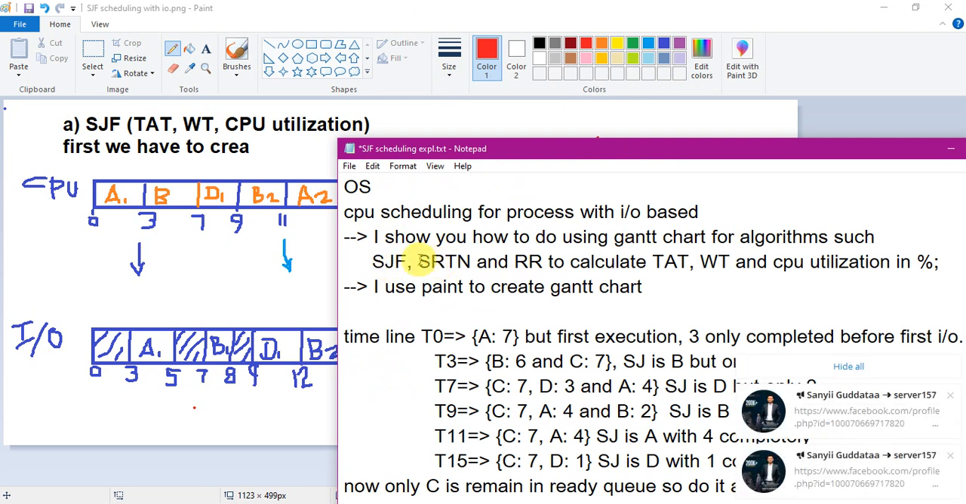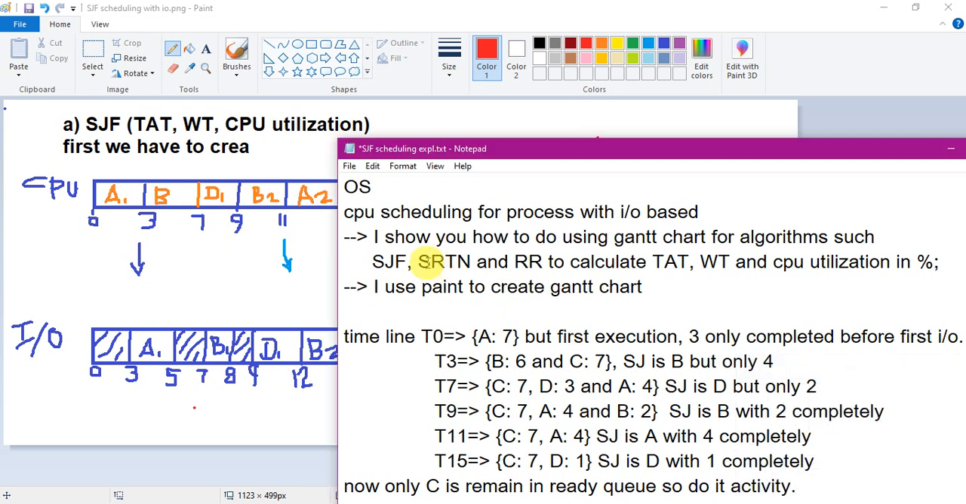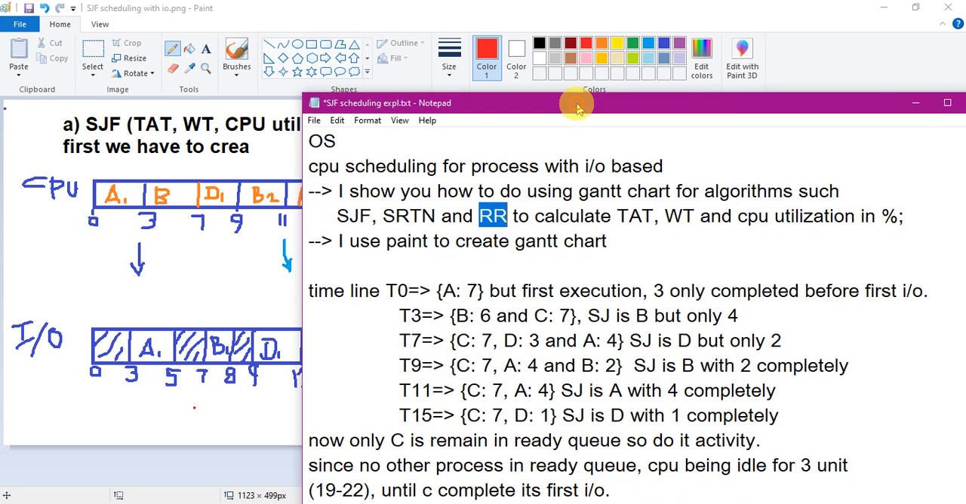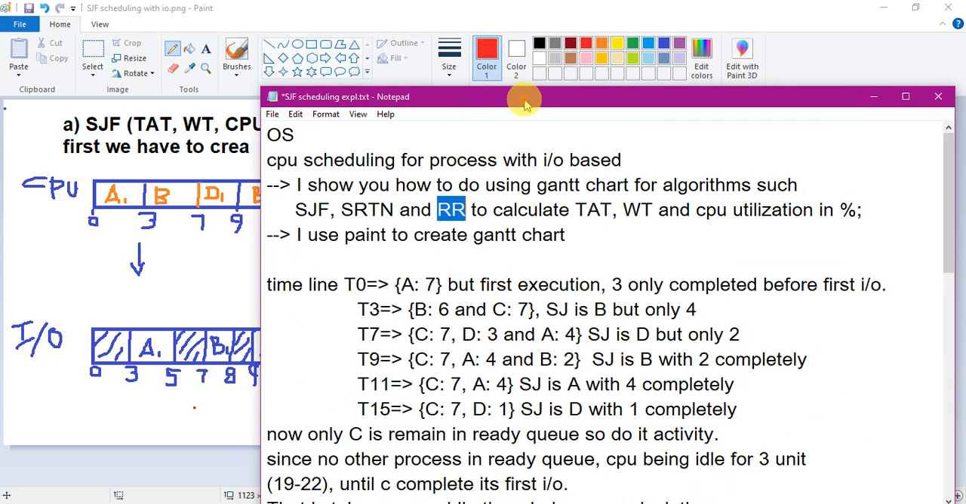Next, I will show you in the next video how to calculate the other algorithms, starting with the highest priority preemptive version of the scheduling algorithm. Then also round robin, and also the preemptive version of the scheduling algorithm. I will show you in the next video.